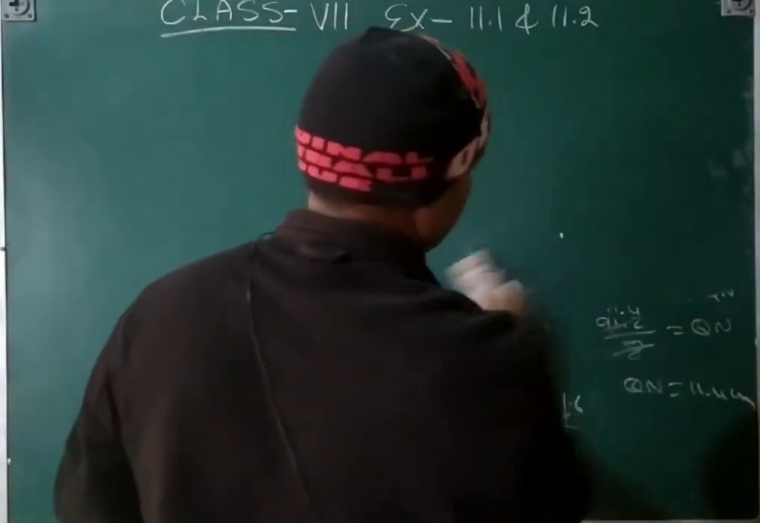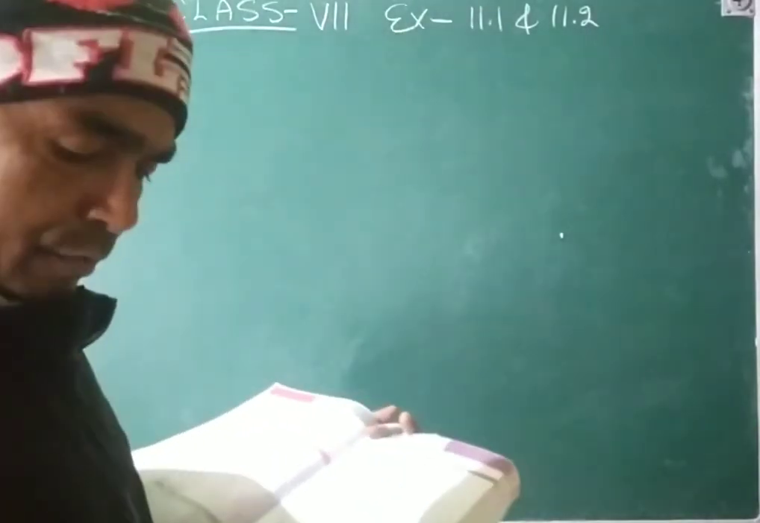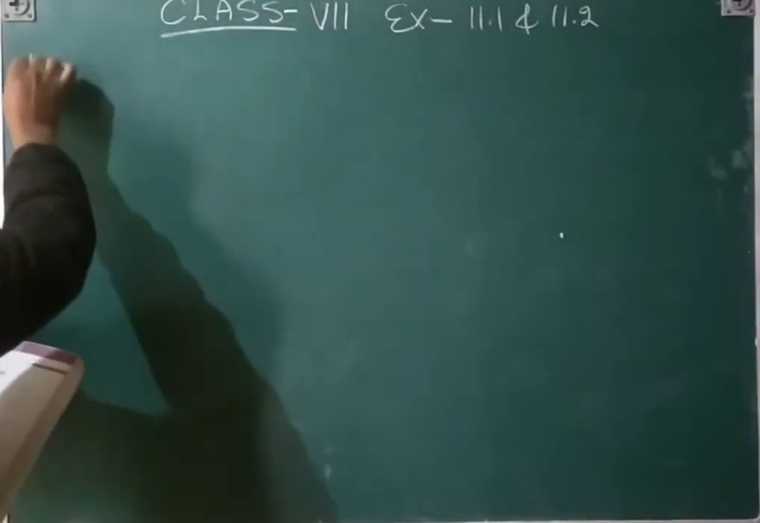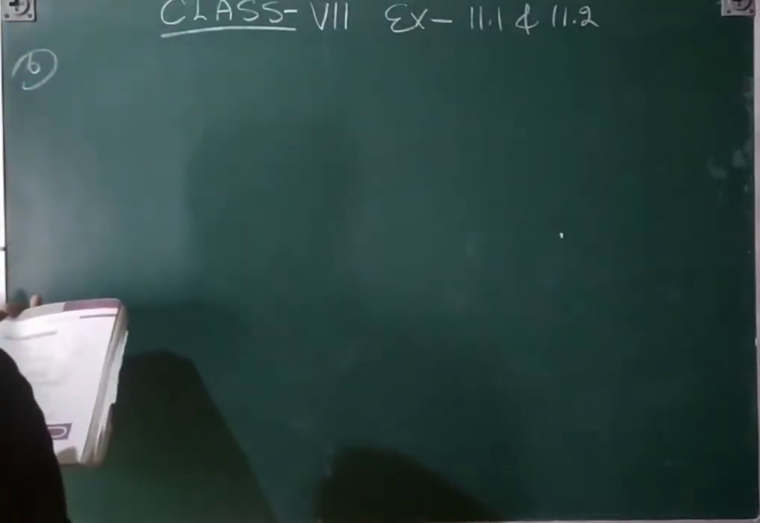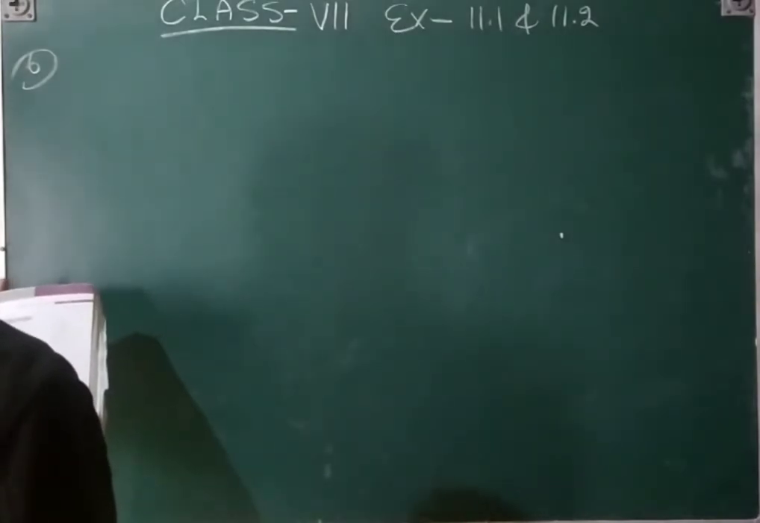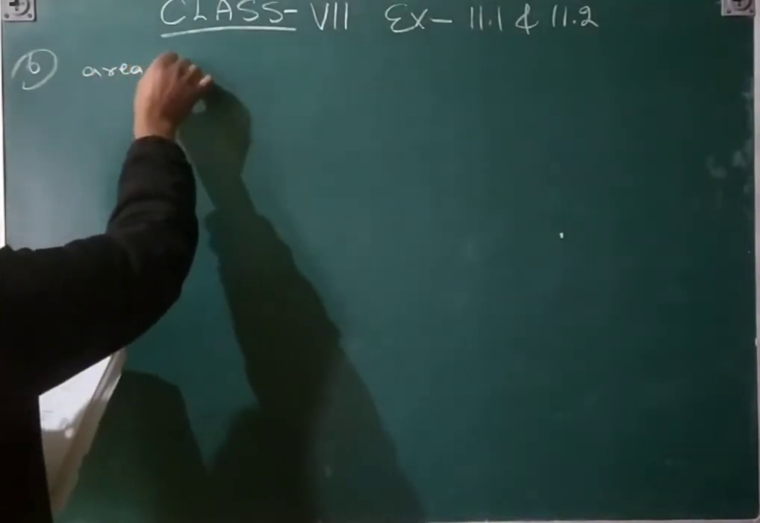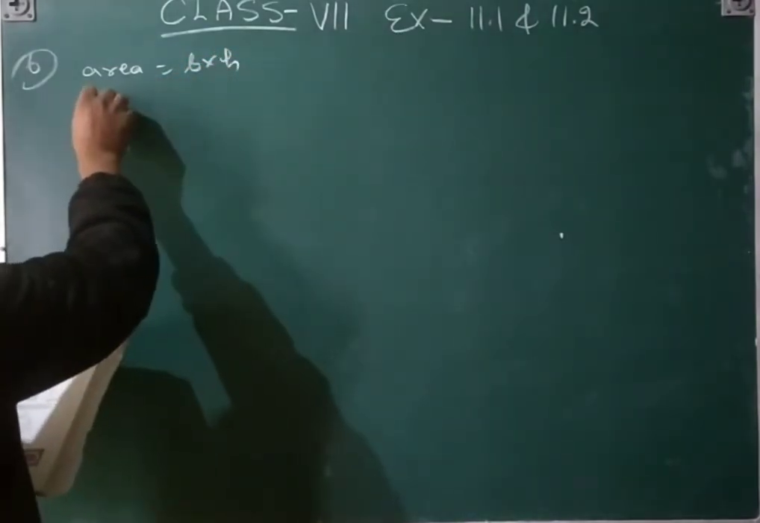Sixth question, that is also based on the fifth question. The parallelogram area is given there, and AB is given also. So we need to find that BM. So area of parallelogram is equal to base into height.